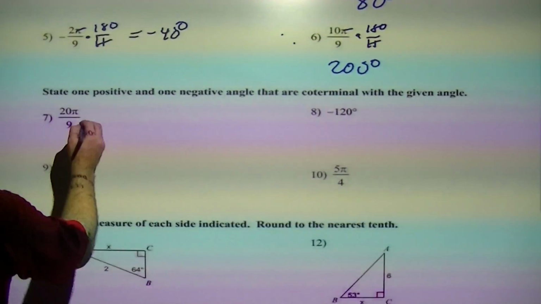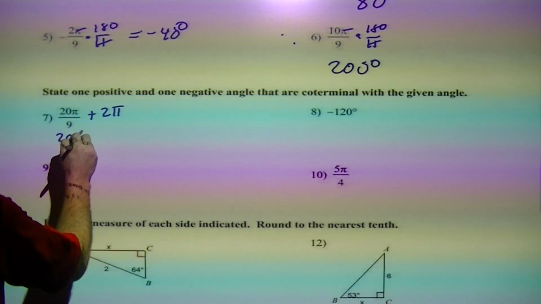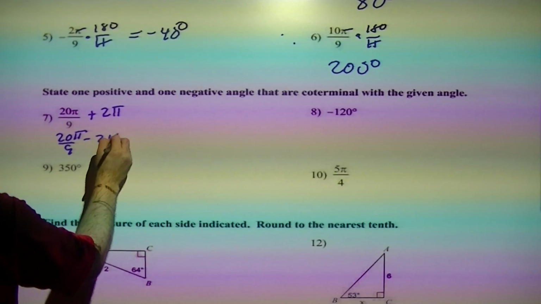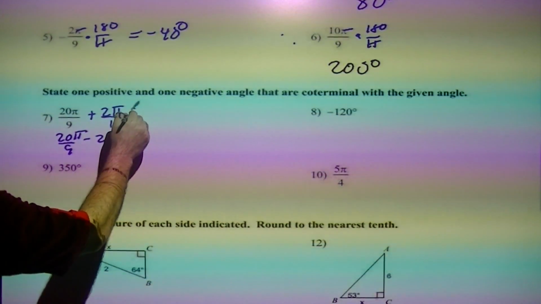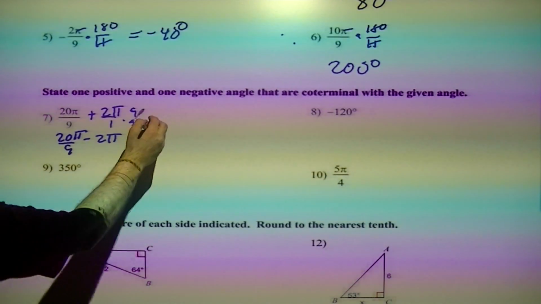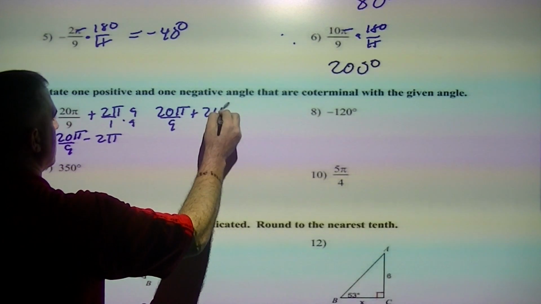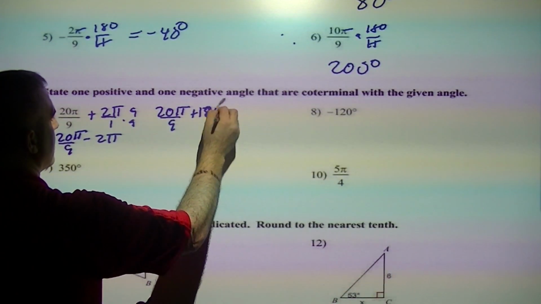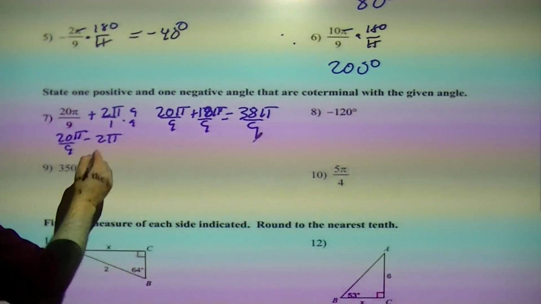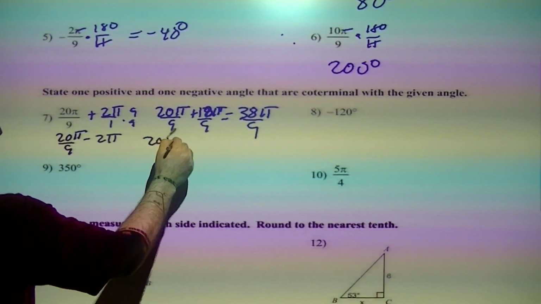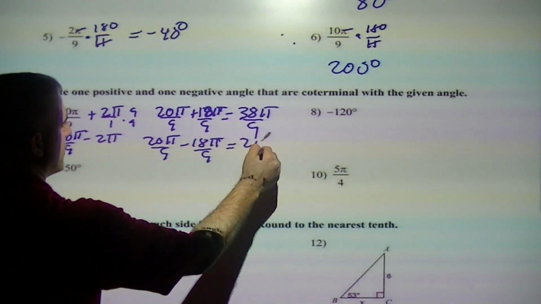Okay. Find one positive angle, one coterminal angle. Okay, so when you have the pi's, what I would do is I'd add 2 pi. And then if you want to find the other side, you subtract 2 pi. Okay, so what we have to do is make fractions. So times 9 over 9, because I got to get a common denominator. So 20 pi over 9 plus 18 pi over 9 will give me 38 pi over 9. If I subtract, obviously that'd be 20 pi over 9 minus 18 pi over 9. Same concept, which would be 2 pi over 9.